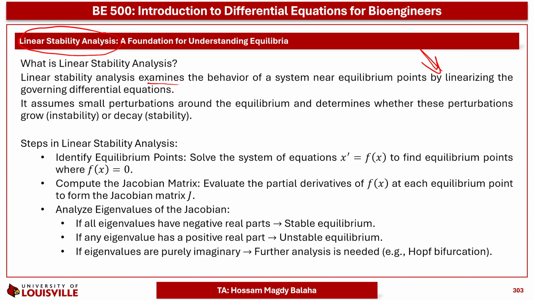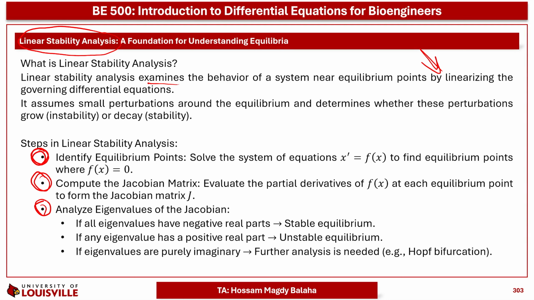The first step in the linear stability analysis is to identify equilibrium points by solving the system equations x bar equals f of x, to find the points where f of x equals 0. These will be our equilibrium points. Then we compute the Jacobian matrix by evaluating the partial derivatives of f of x at each equilibrium point to form the Jacobian matrix J.